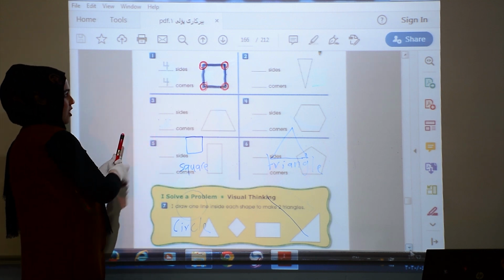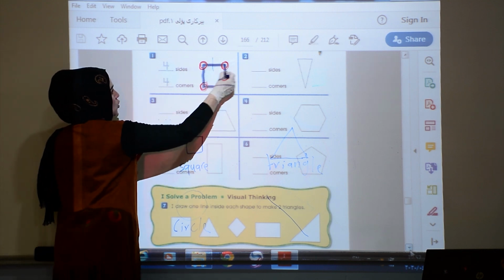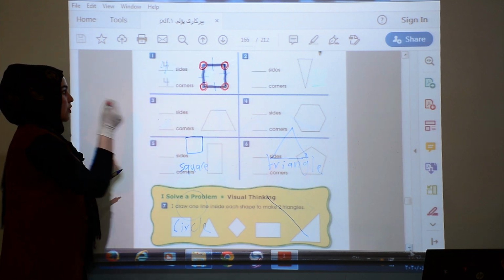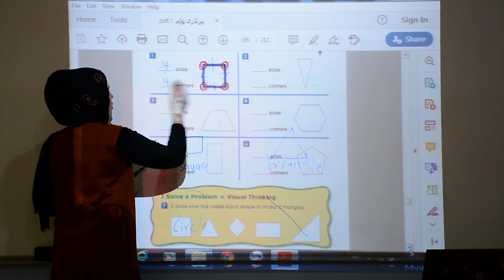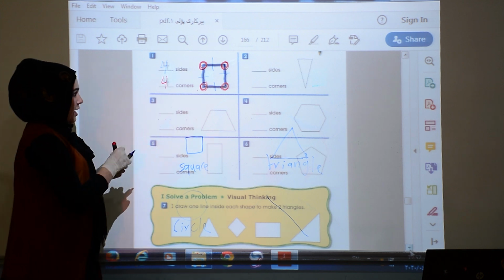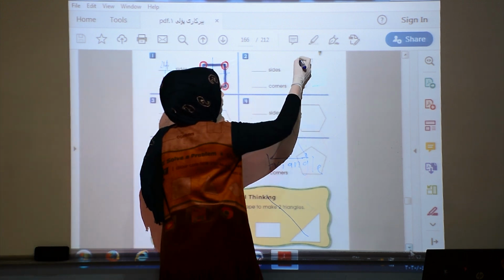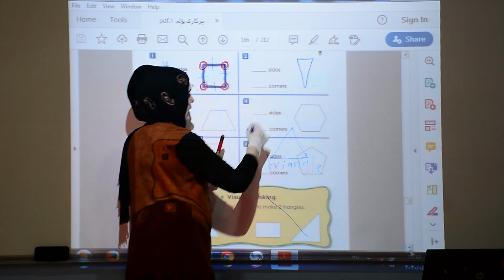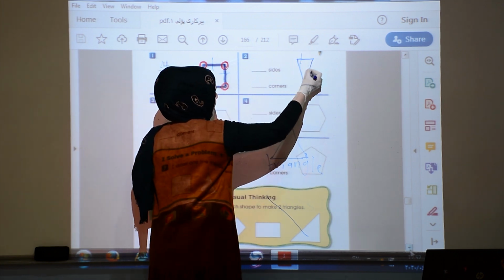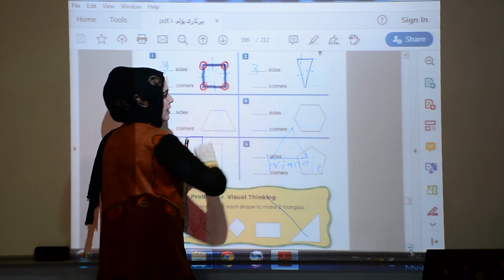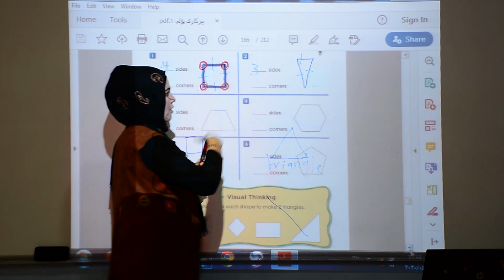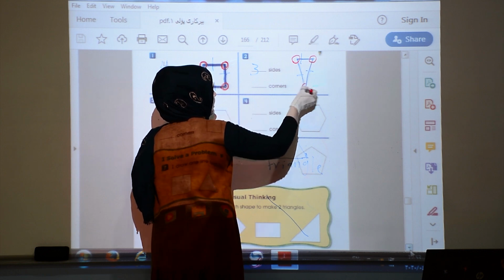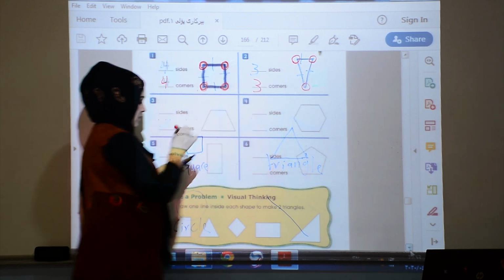From there, we have how many sides? 1, 2, 3, 4. I write 4. And we have how many corners? 1, 2, 3, 4. We have 4 corners. And from there also, I draw this triangle and I count the sides. 1, 2, 3. I write 3. And how many corners I have? I count 1, 2, 3. I write from there 3.